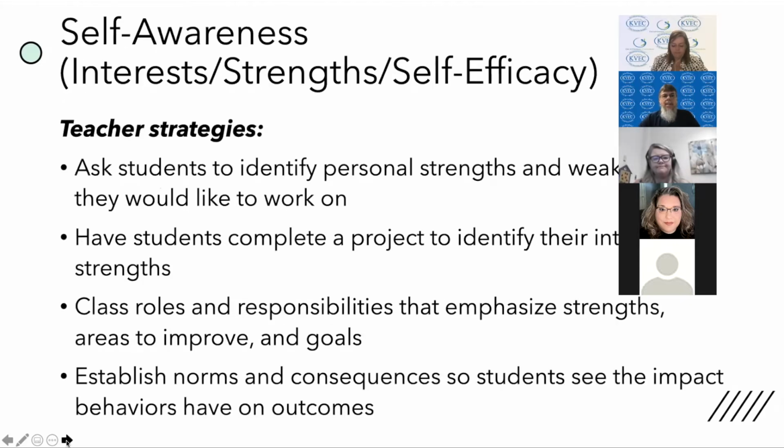So some of the strategies that you could use is have your students identify the strengths that they have and weaknesses that they would like to work on, and share your weakness with those students to let them know that folks have things that they need to work on and want to improve upon. Have students complete a project to identify interests and strengths. Class roles and responsibilities. Now, class roles and responsibilities should, of course, be age appropriate. So what are some things that we could do to help with our interests and strengths of our kids?